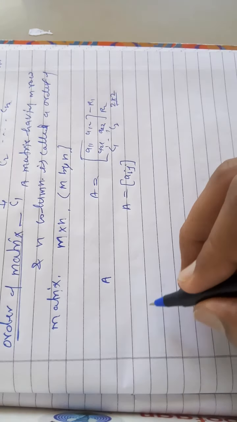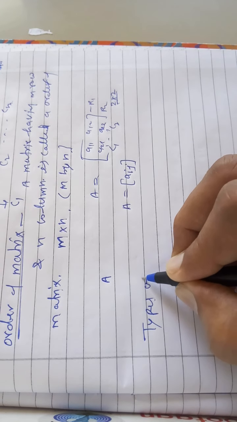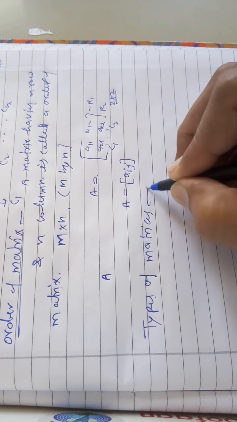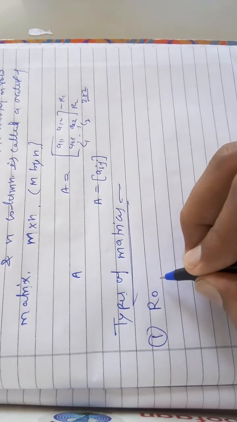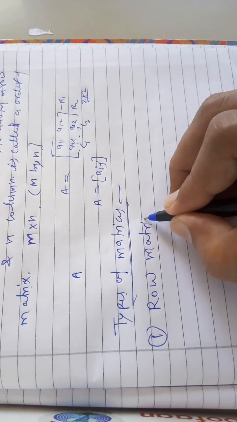And next, types of matrices. First, the row matrix.